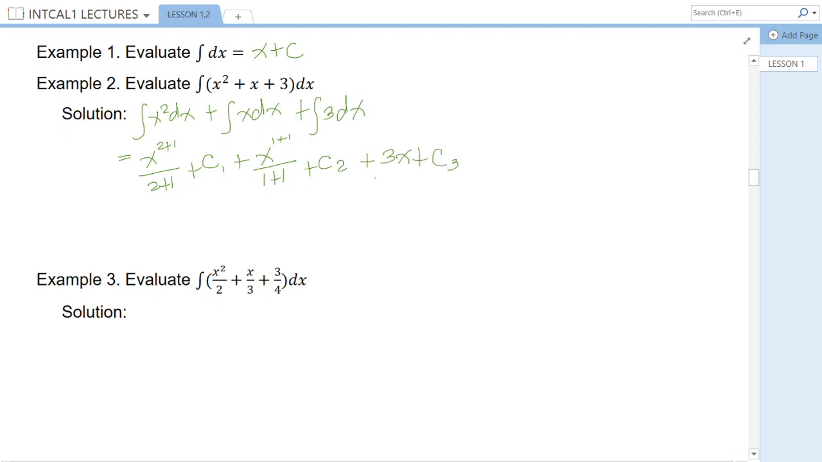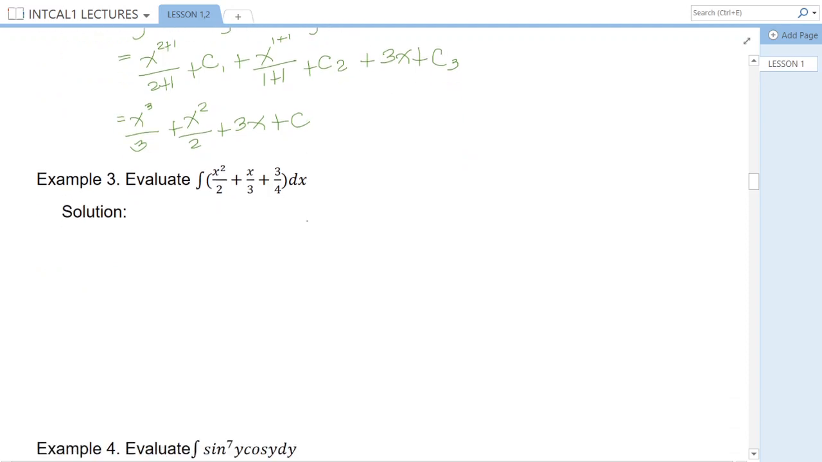Okay, so simplifying that further, it will give us x raised to 3 over 2 plus 1, of course, 3, plus x raised to 2 over 2 plus 3x plus c. Okay, so because c1, c2, and c3 are all arbitrary constants, let us just take that as one arbitrary constant. So that is c.